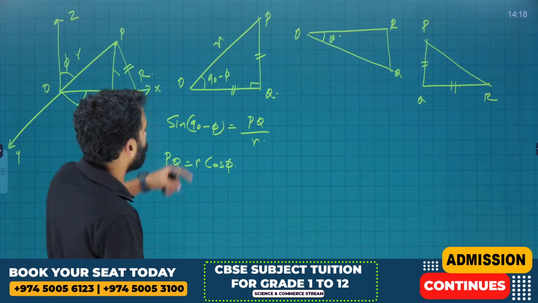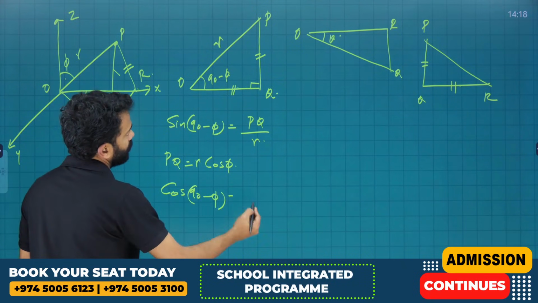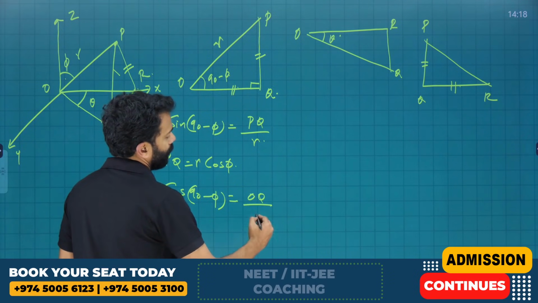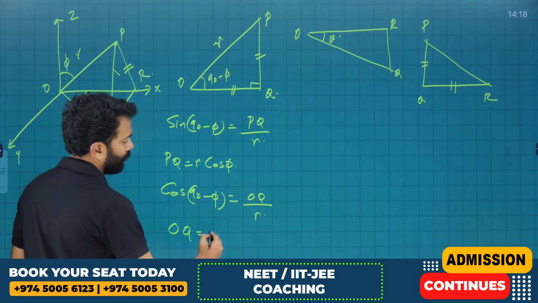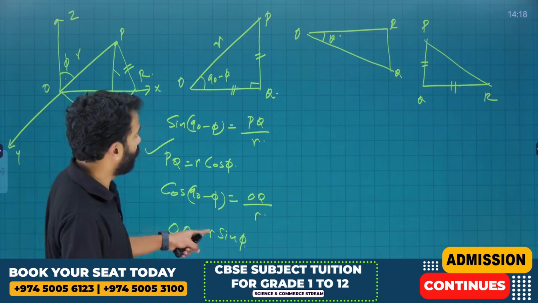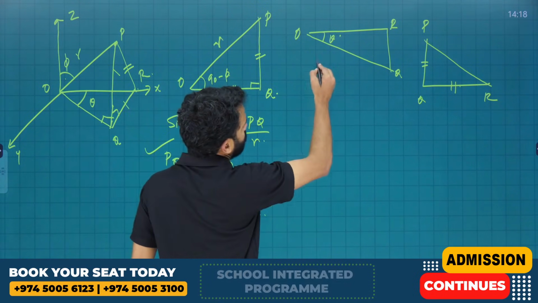Halfway done. And what about cos of 90 minus 5? Cos of 90 minus 5 is equal to OQ by gamma. And this is sine phi. Therefore, OQ is equal to gamma sine phi. Okay, this is necessary, and we can substitute that OQ here. OQ is gamma sine phi.